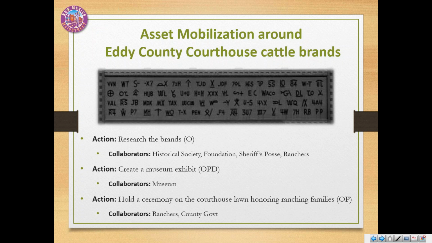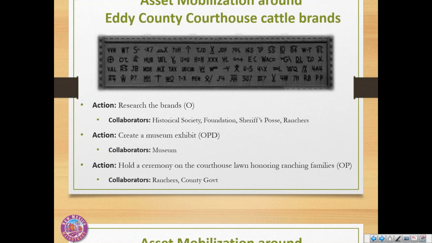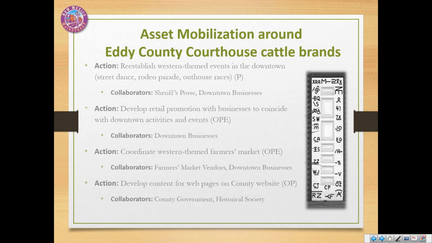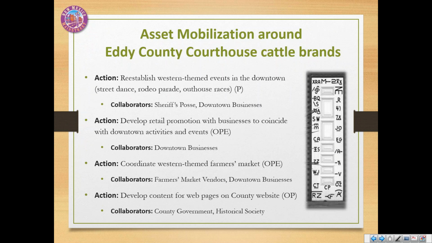Next, we have holding a ceremony on the courthouse lawn honoring the ranching families, which would engage the organization and the promotion point, and we'd be working with the ranchers and the county government to make that happen. Our fourth action would be reestablishing the Western-themed events in the downtown district, which have included street dances, a rodeo parade, and outhouse races, which obviously would heavily be involved in the promotion point. And we would collaborate with the Sheriff's Posse and our downtown businesses.